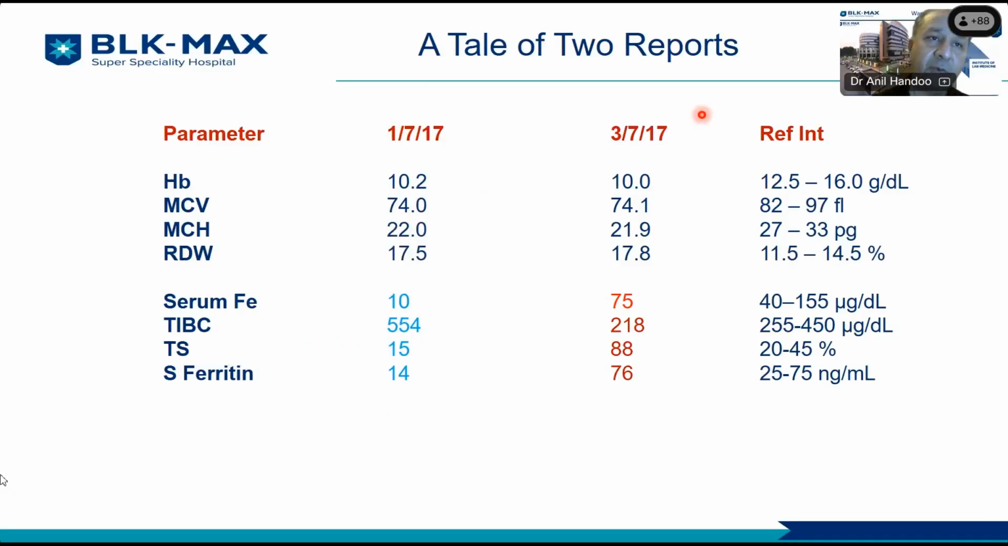Now, the moment you get onto the other side, this report is looking almost similar as far as the CBC is concerned, but the moment you get into the serum testing for iron studies, you're not able to make out the head or tail of it. Why? Because here the iron has come almost within the reference interval. Your TIBC has lowered significantly, transferrin saturation is much, much higher, and ferritin has also gone up.